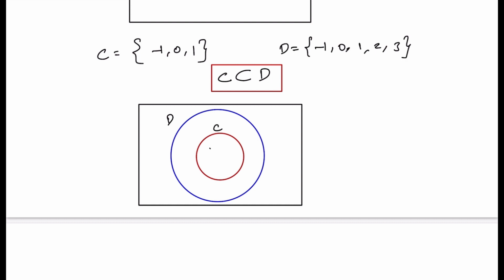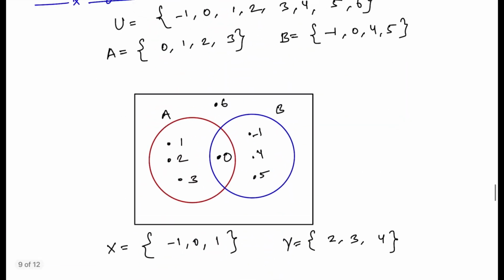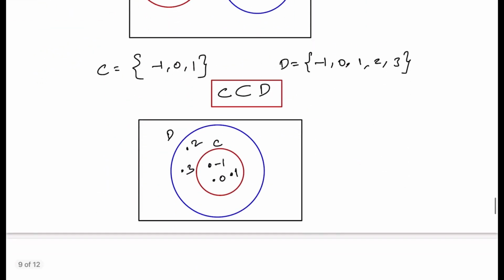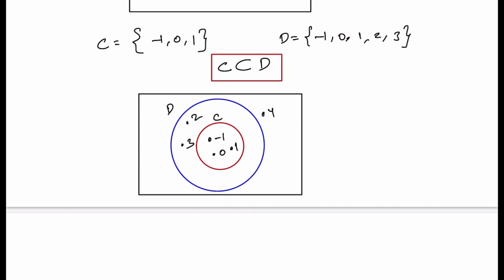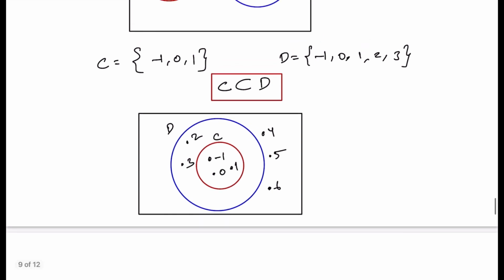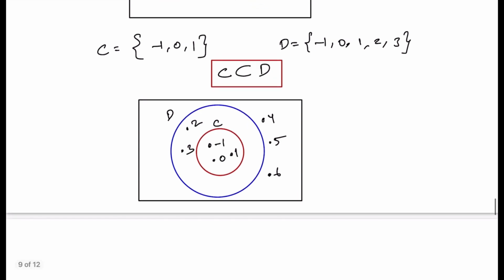So what are the elements C has? -1, 0, 1. What are the elements D has? -1, 0, 1, 2, 3. So 2 and 3 will be outside. And what are the elements that do not belong to C and D? 4, 5 and 6. So 4, 5 and 6 will be here. Okay, this is how we draw a Venn diagram when one set is a subset of another set.